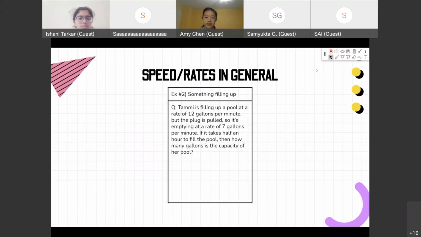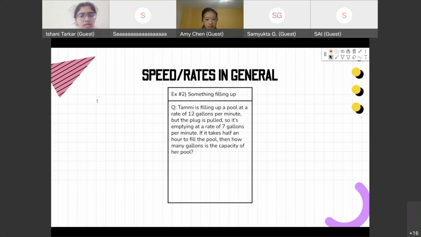Okay, so Shani, you have example 2. Example 2: Cammy is filling up a pool at a rate of 12 gallons per minute, but the plug is pulled, so it's emptying at a rate of 7 gallons per minute. If it takes half an hour to fill the pool, then how many gallons is the capacity of her pool?